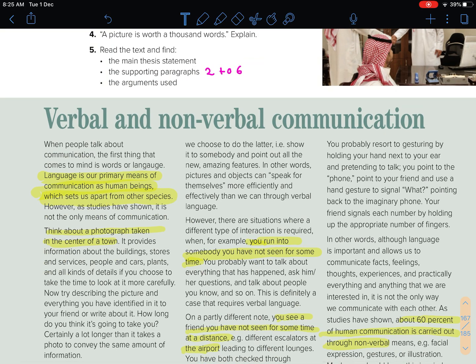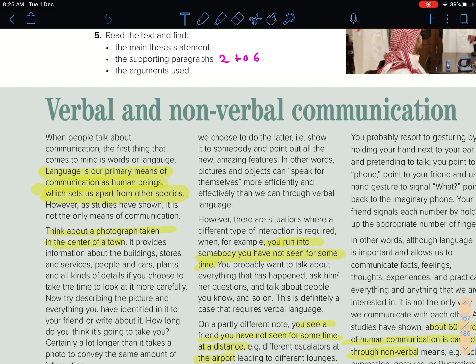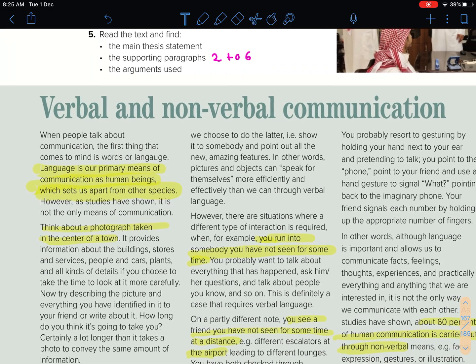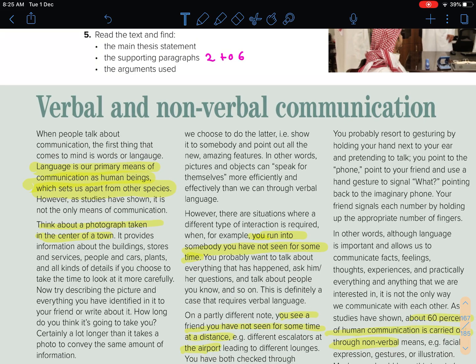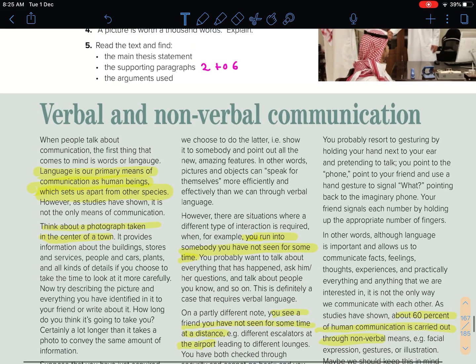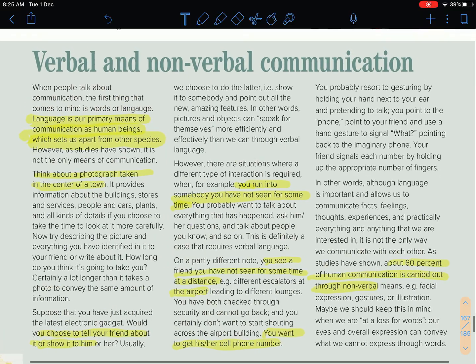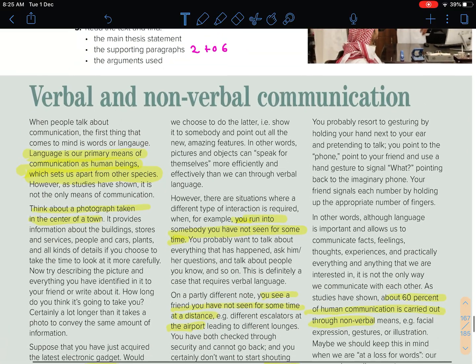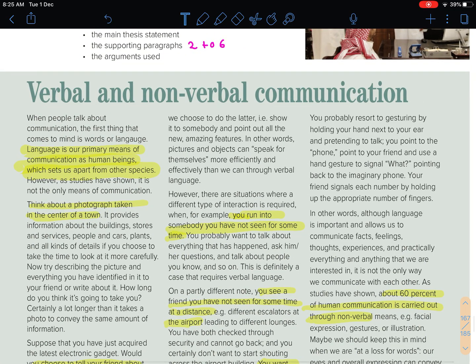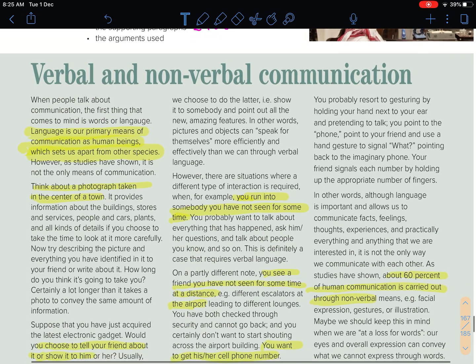Now, as for the main thesis statement, طبعا عادة يتم طرح الفكرة الرئيسية في first paragraph. It is language as our primary means of communication as human beings, which sets us apart from other species. So this is the thesis statement. As for the supporting paragraphs, they are from the second paragraph till the sixth paragraph. All of these are supporting paragraphs.